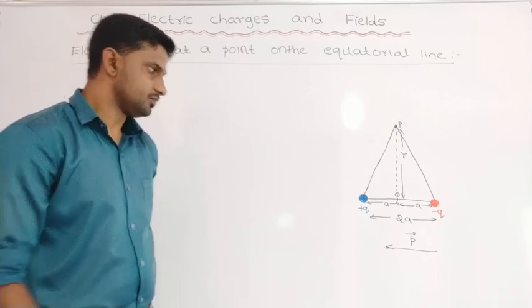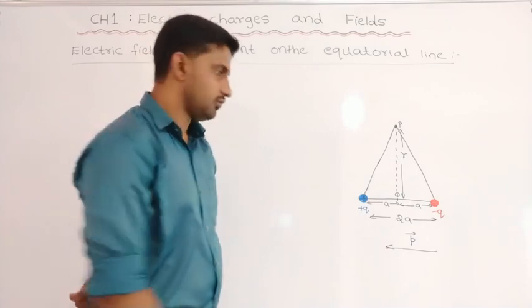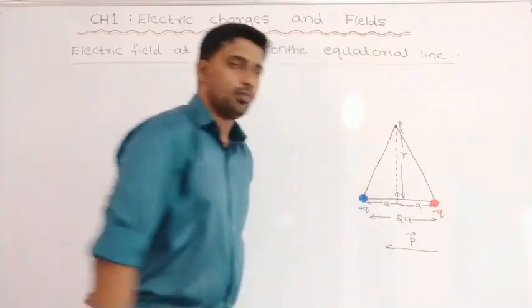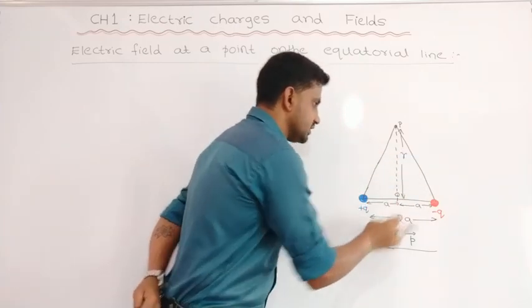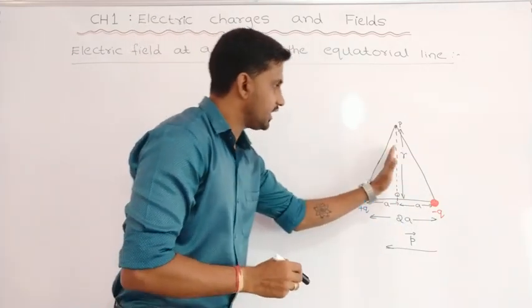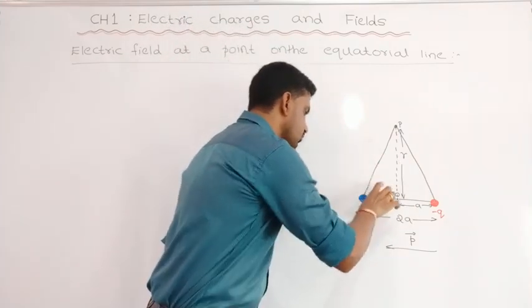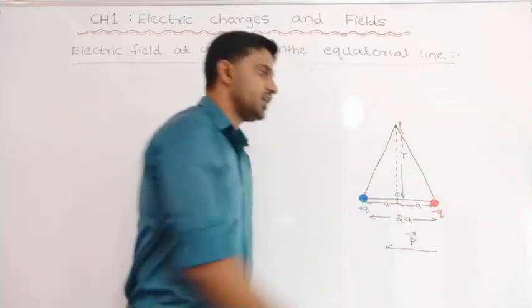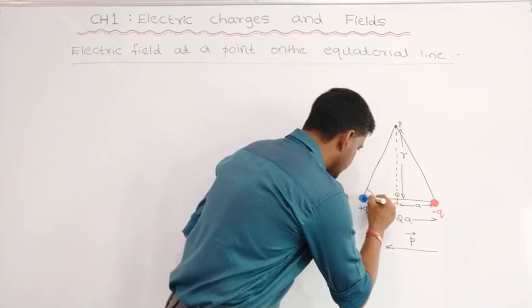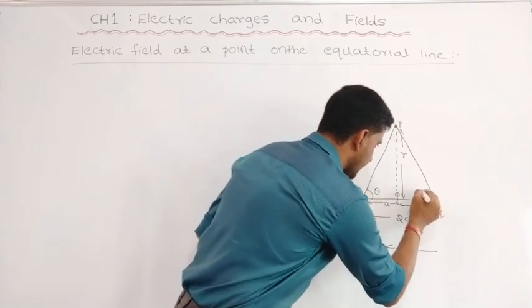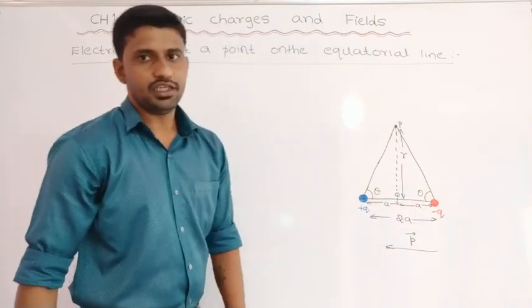Before that, see here. Now, I have drawn one line, that is the equatorial line, from the center of the dipole axis. Then I am getting two triangles, that is nothing but two right angle triangles. So the distance from the positive charge to point P and the distance from the negative charge to point P are the same. Then this angle theta is equal to this angle theta. Two angles at two corners are equal.